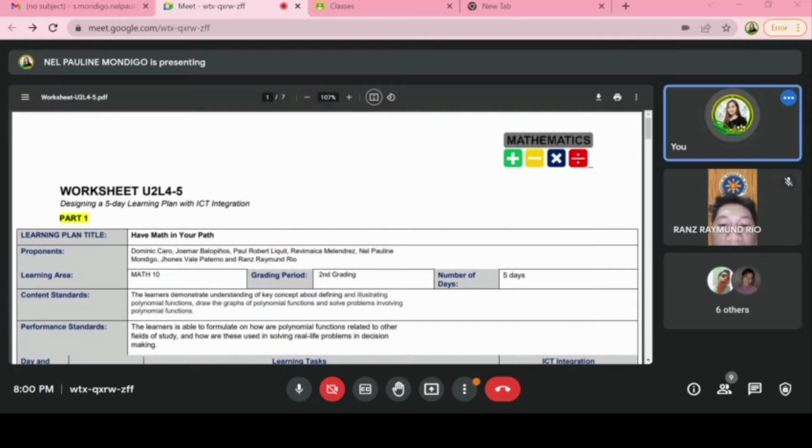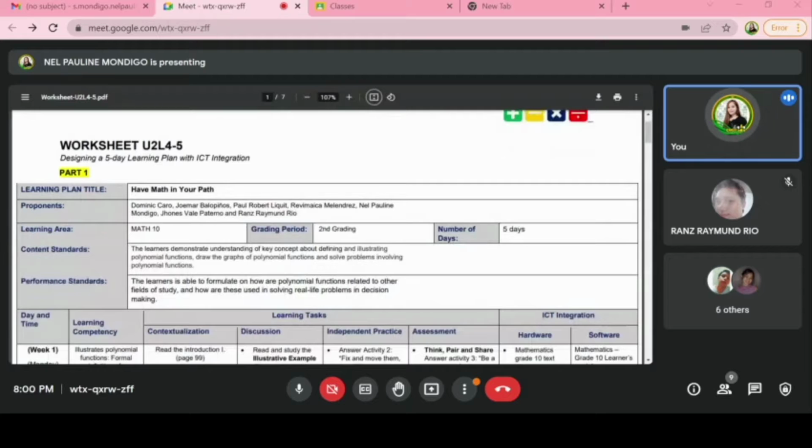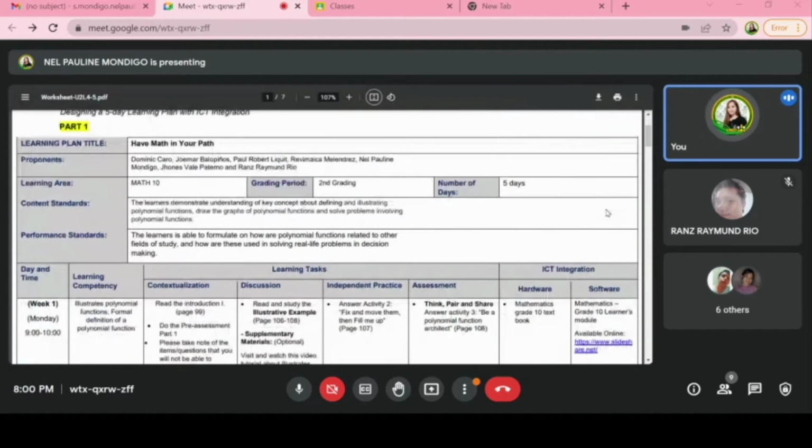We are the green and gray group. The learning area is Math 10 and the grading period is second grading. For our content standards, the learners demonstrate understanding of key concepts about defining and illustrating polynomial functions, drawing the graph of polynomial functions, and solving problems involving polynomial functions.